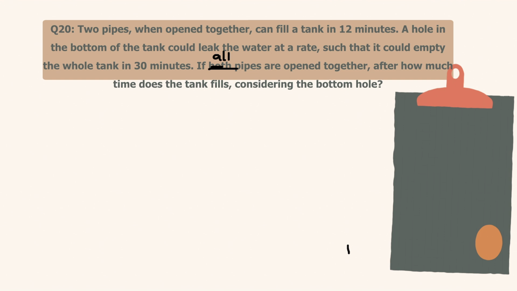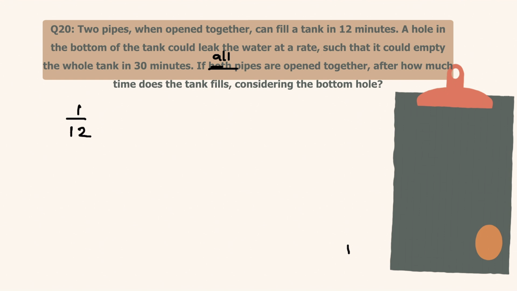How do we solve it? Two pipes are there, open together, filling the tank in 12 minutes. We don't have to individually calculate how much time each pipe will take, because we can take the two pipes as a single thing, since nowhere is it asked. So for the time being, we'll take both pipes as a single unit. They are filling up the tank in 12 minutes. That means those two pipes are doing 1 by 12 work.